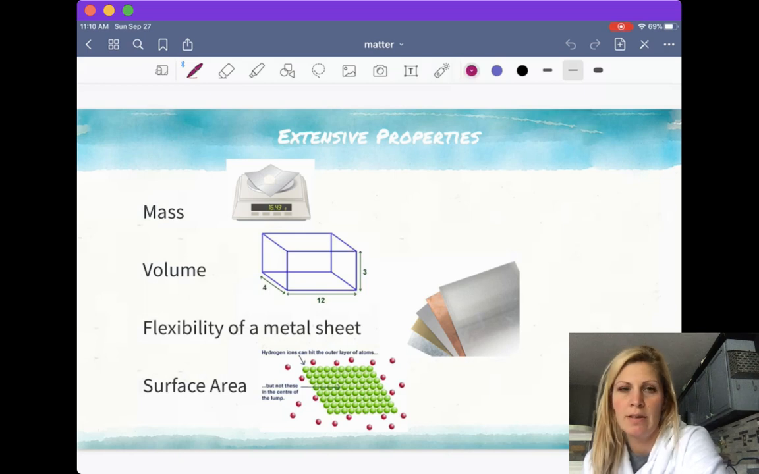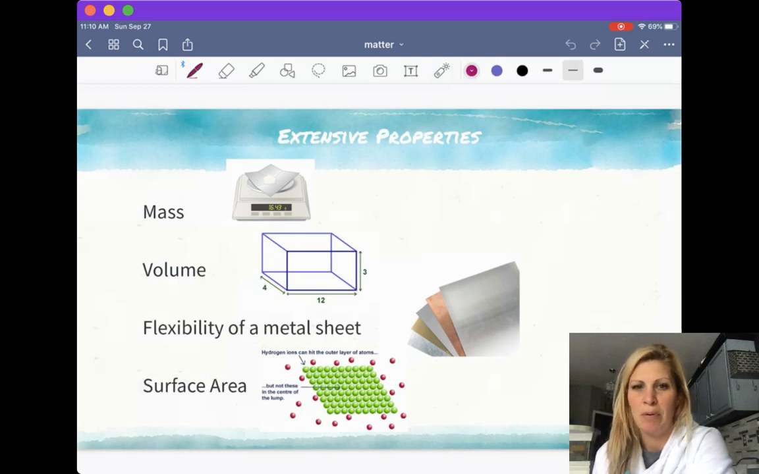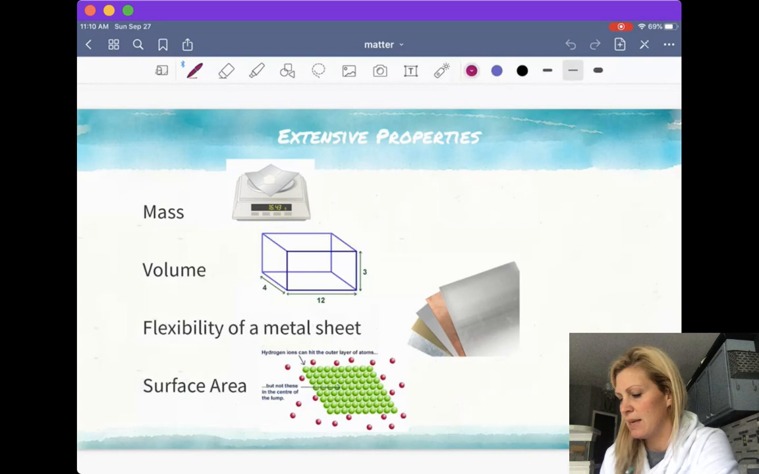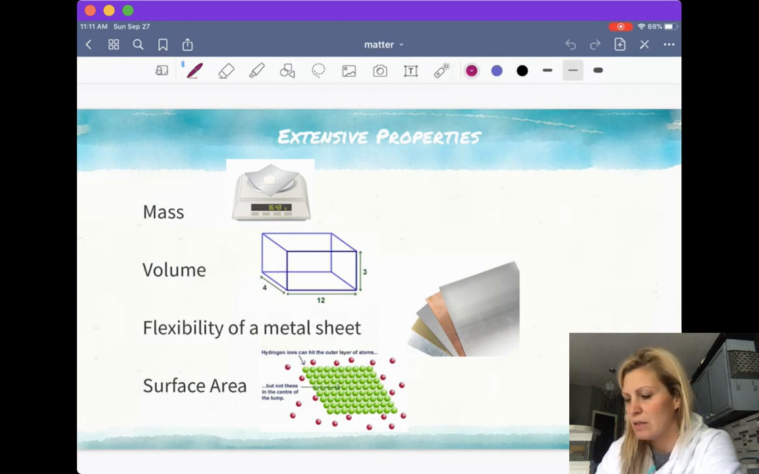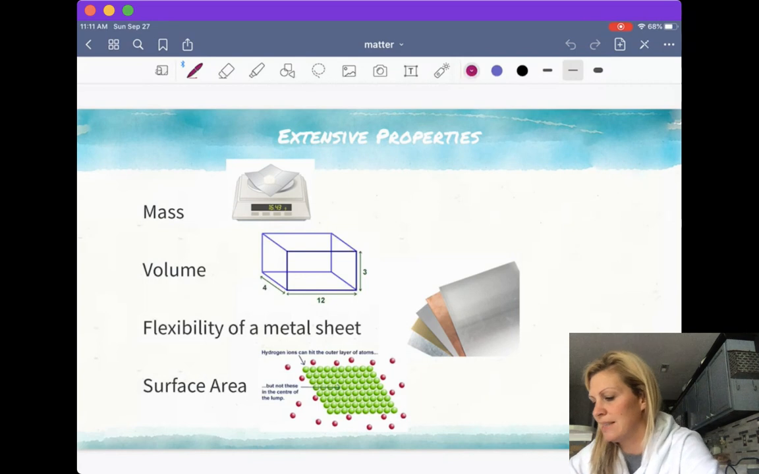So let's dive in a little bit more to what an extensive property is. Here are some examples of four measurements we might do or descriptions we might do when we're classifying matter. And we can classify these particular properties as extensive properties or intensive properties. These are some four common extensive properties that chemists look at when they're classifying matter.